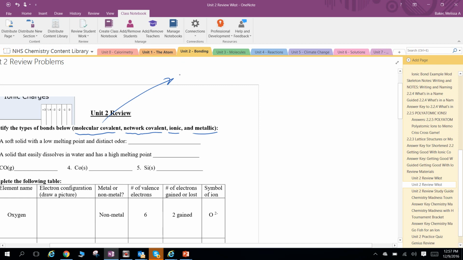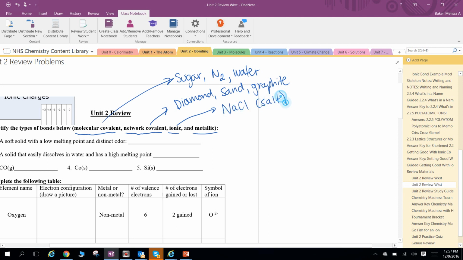So some things with molecular covalent bonding that we've worked with are sugar, nitrogen gas, water. Things that are with network covalent bonds: diamond, sand, graphite, like your pencil lead. Things with ionic bonding, the one you're most familiar with is sodium chloride, just the salts that you put on your food. You can probably think of lots of different metals, but something that a lot of people think of would be like nickel or copper, since those metals make up our coins.